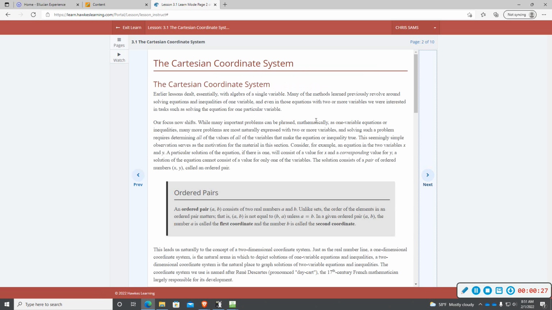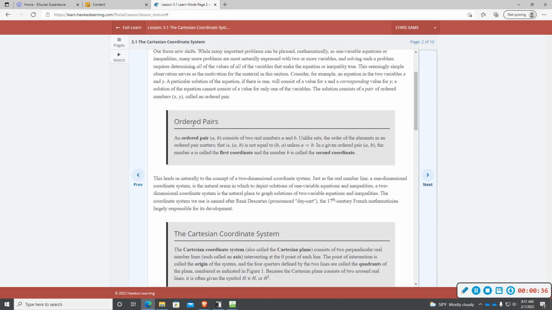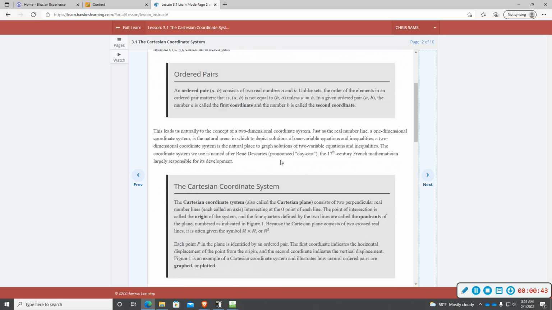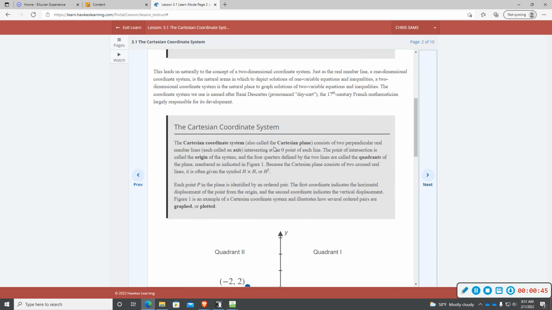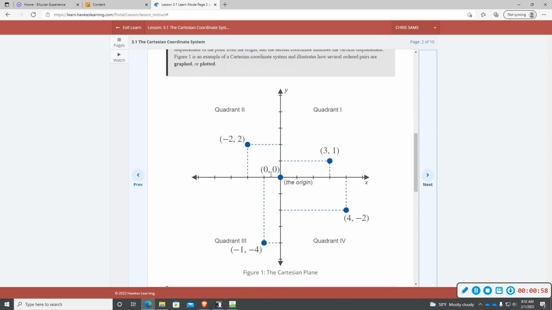So this first page gives you a little background and some detail. You have the definitions here in these gray boxes, so it tells you what ordered pairs are: the first coordinate and the second coordinate, just labeled A and B. The Cartesian coordinate system, or the Cartesian plane, is named after the French mathematician who developed it. And it's important that you note this coordinate grid.